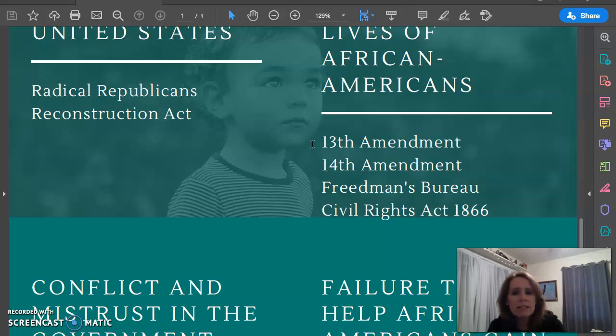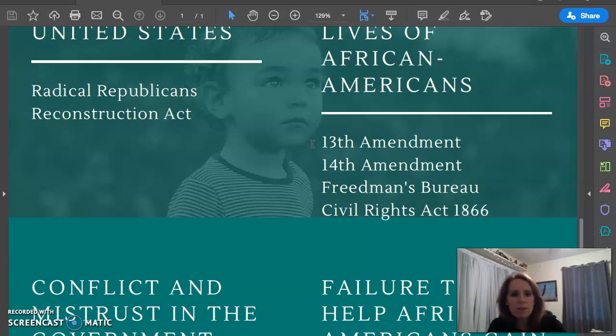Then in 1866, the Congress wanted to go even farther than the 13th and 14th Amendment and passed something called the Civil Rights Act, which was intended to prevent discrimination, which was intended to promote a more equal status for African Americans. However, the Civil Rights Act is going to be overturned by the Supreme Court of the United States in a very famous case, Plessy versus Ferguson.